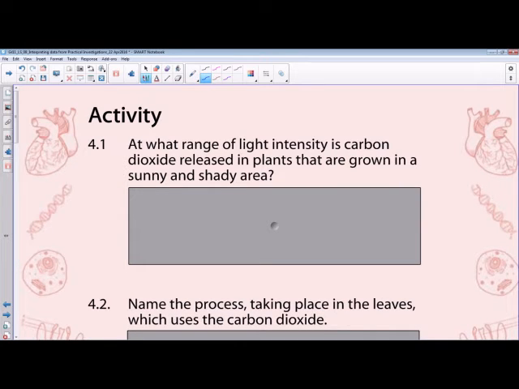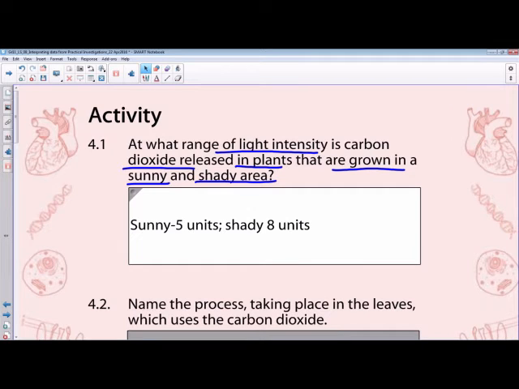At what range of light intensity is carbon dioxide released in plants that are grown in sunny and shady areas? So we're looking at the range. Okay, guys, I'm going to go through the answers and try to explain that for you. In a sunny plant, it is at 5 units, and in a shady plant, it is at 8 units.